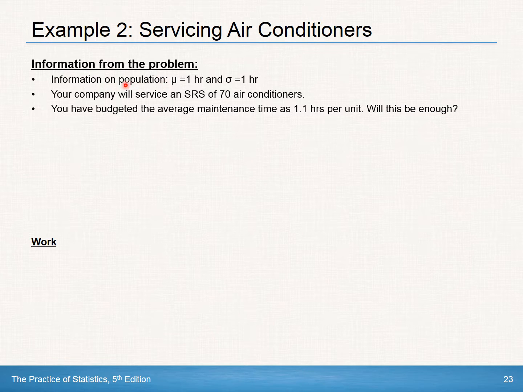We knew that the population mean for servicing air conditioners was 1 hour and the standard deviation was 1 hour, right? Because it said that it was about 0. Your company will service an SRS of 70 air conditioners. We've budgeted an average maintenance time as 1.1 hours per unit. Will this be enough? Okay, so you have to decide, is this a sampling distribution or the distribution of individuals?